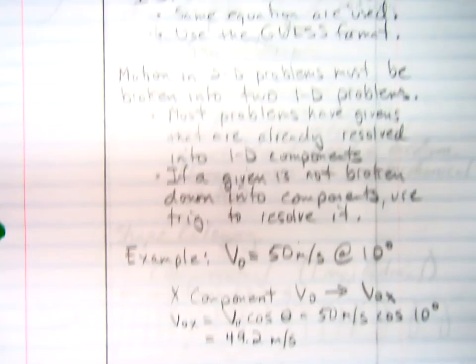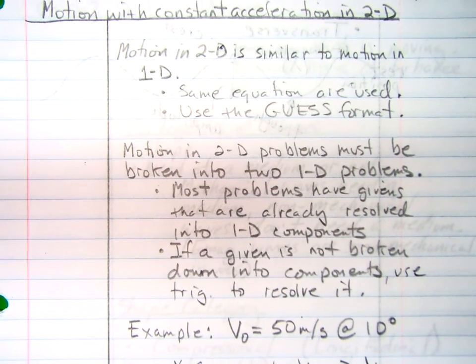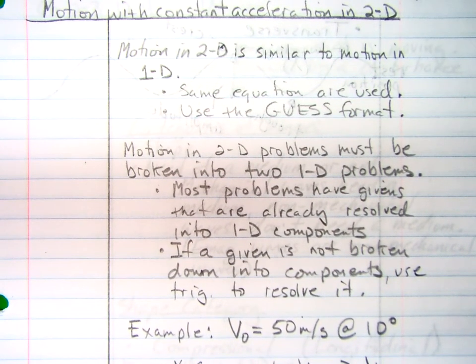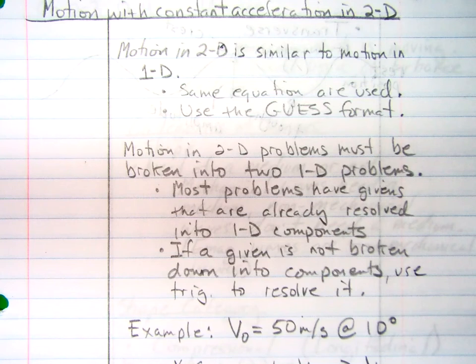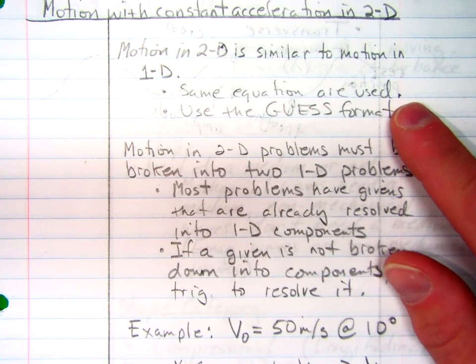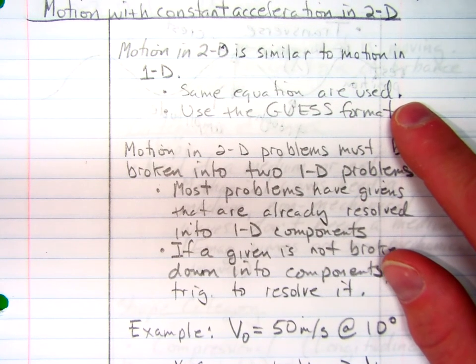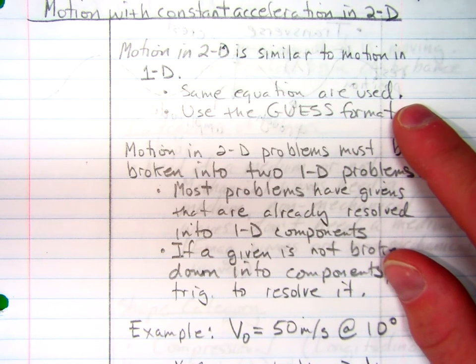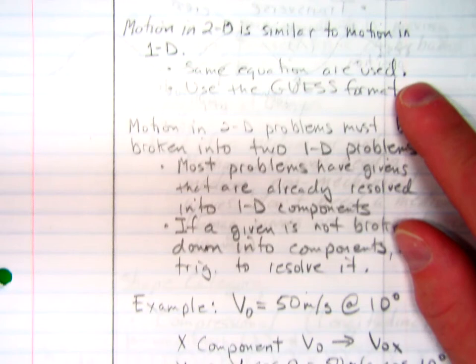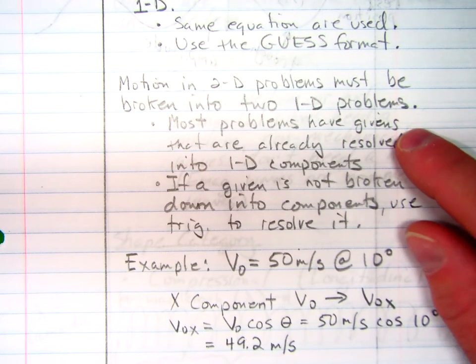Okay, let's go over these. We've got motion with constant acceleration in 2D, and really what I'm saying here is that motion in 2D is just really the same thing as motion in 1D, except you have an extra step. You have to break motion with 2D problems into 2 one-dimensional problems.